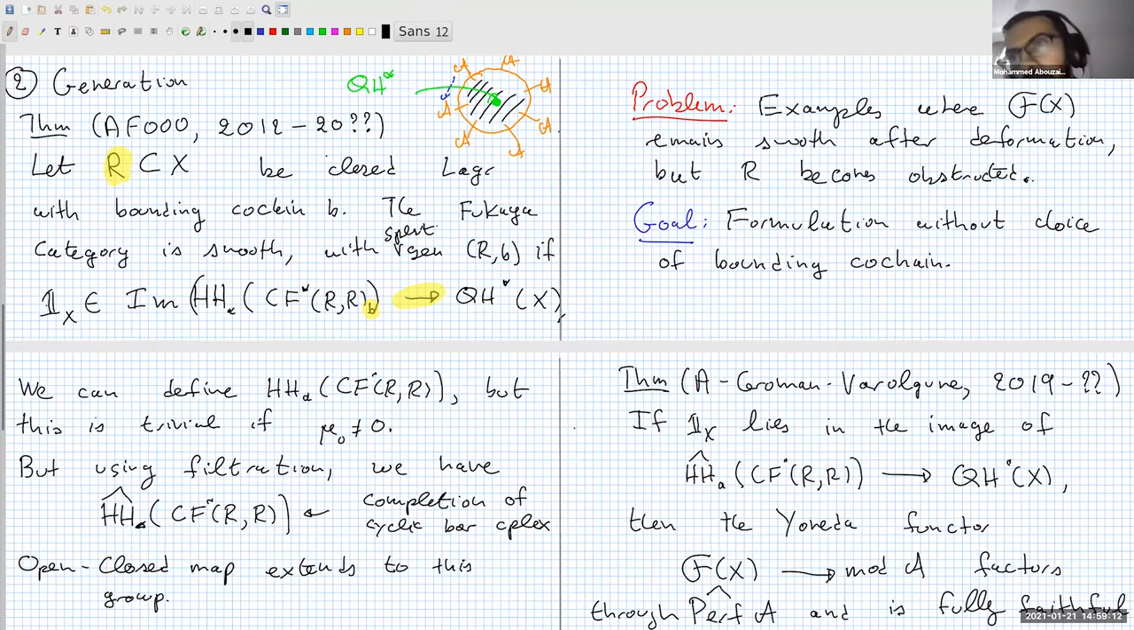Okay? Ideally it would be a formulation that generalizes this one, in the sense that if you have a bounding cochain, you can specialize and use the machine to recover this result. And if you don't have a bounding cochain, you get a slightly different result. It can't quite be the same thing, because if you don't have a bounding cochain, then you can't say that you have a generator because you don't have an object yet.